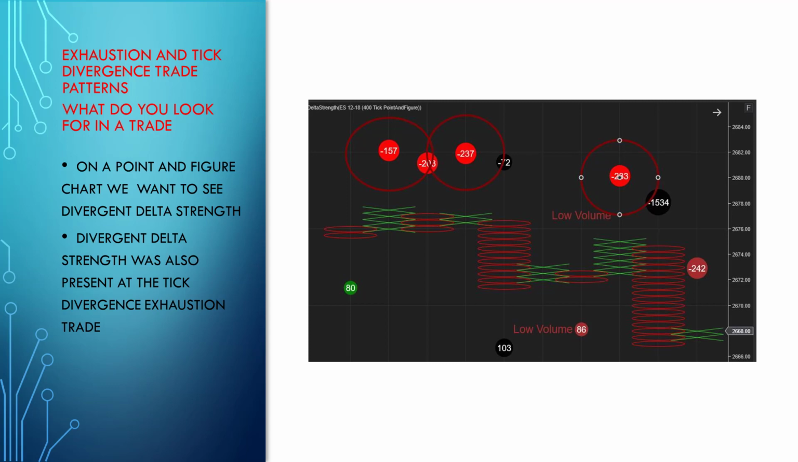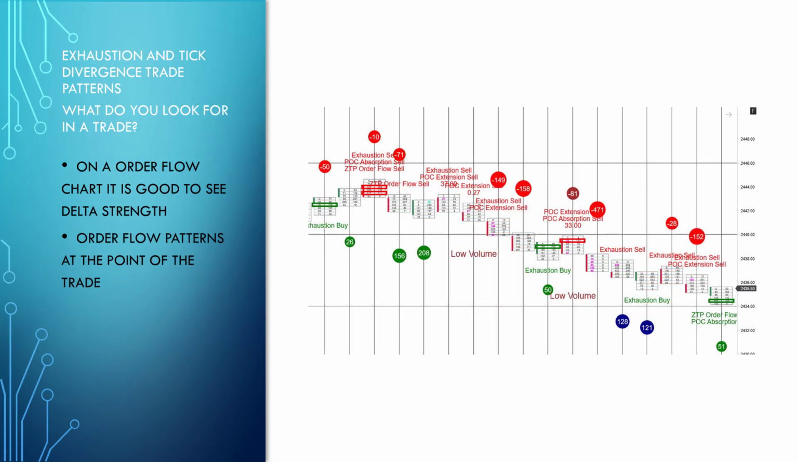On a point and figure chart, we want to see divergent delta strength. At the tick divergence exhaustion trade, we had a green up bar with a red delta strength number on top indicating the selling. If we were looking to make a buy, we would be looking for a down bar with a green delta strength indication on the buy. And the last thing we're going to look for is the order flow chart, and see that there is hopefully delta strength there and order flow patterns at the point of the trade.